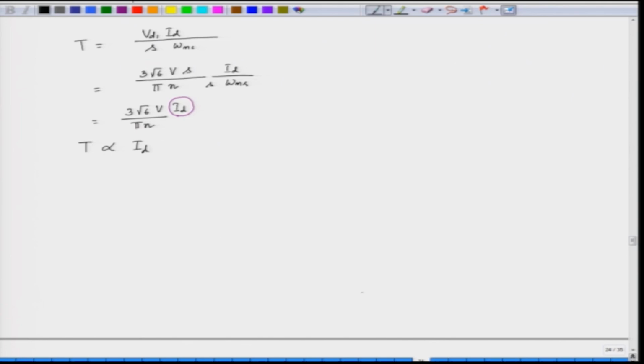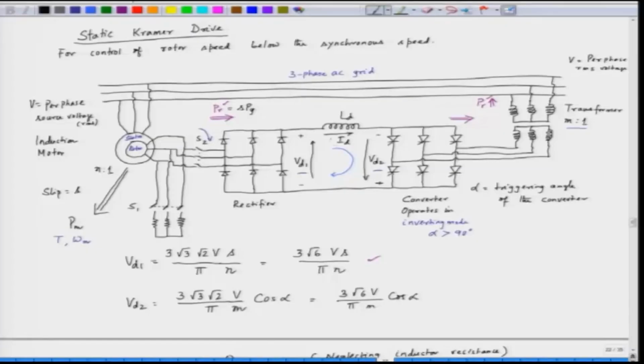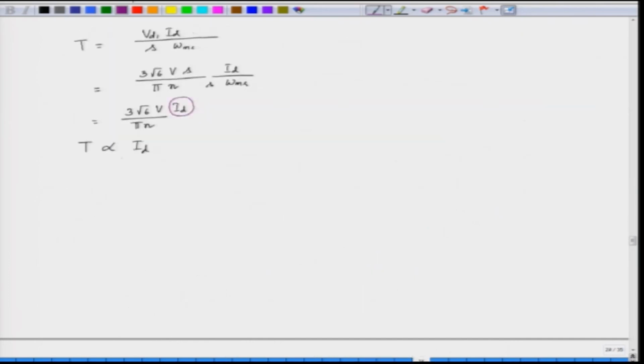So, if we want to control the torque of the induction motor, and hence if we want to control the speed of the induction motor, we have to control the DC link current. I d is the DC link current. So, if we can control this current I d, we can control the torque of the motor, and also the speed of the motor. That is what is coming from this equation.